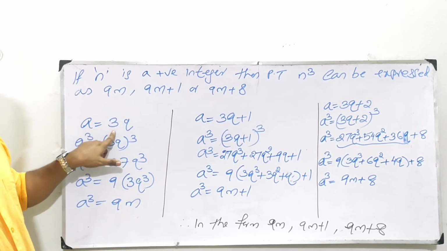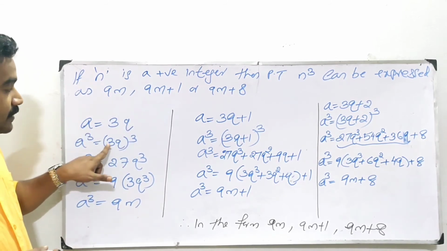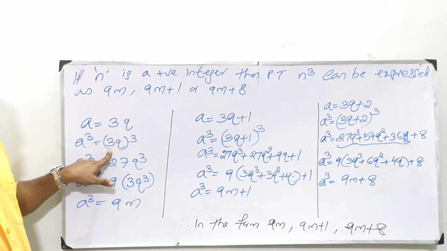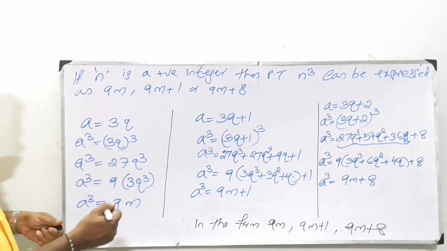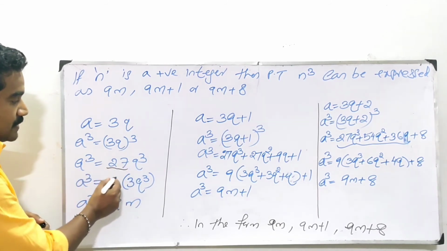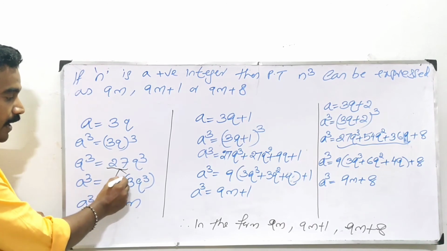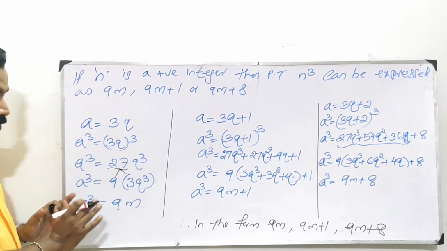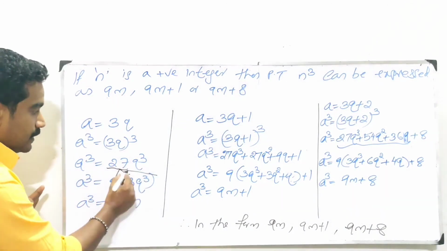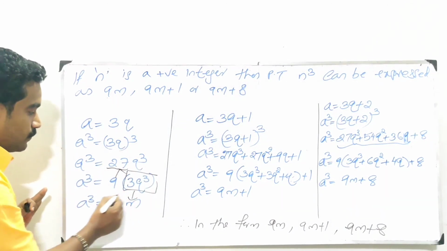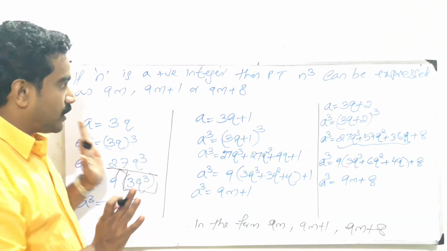So here a equal to 3q. Taking cube on both sides, a cube equal to 3q whole cube. What is the cube of 3? 3 into 3 into 3, which is 27. So 27q cube. Here 27 we can write as 9 into 3. So a cube equal to 9 into 3q cube. We want it in the form 9m, so 9 into something, and this something we take as m. So we are expressing a cube equal to 9m. So the first case is okay.